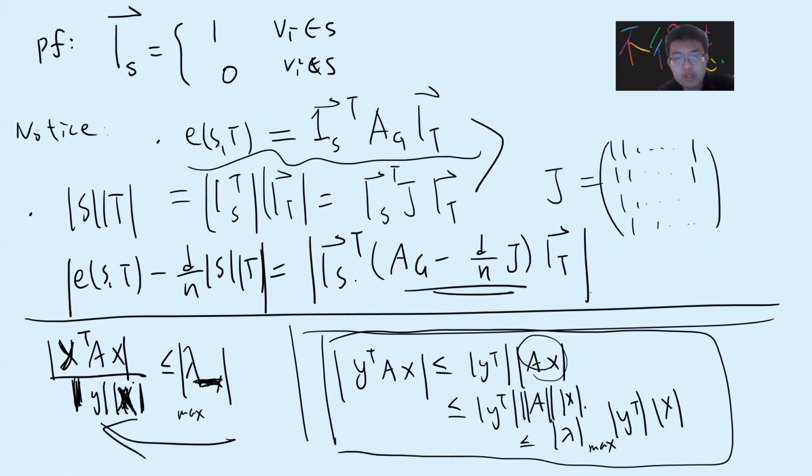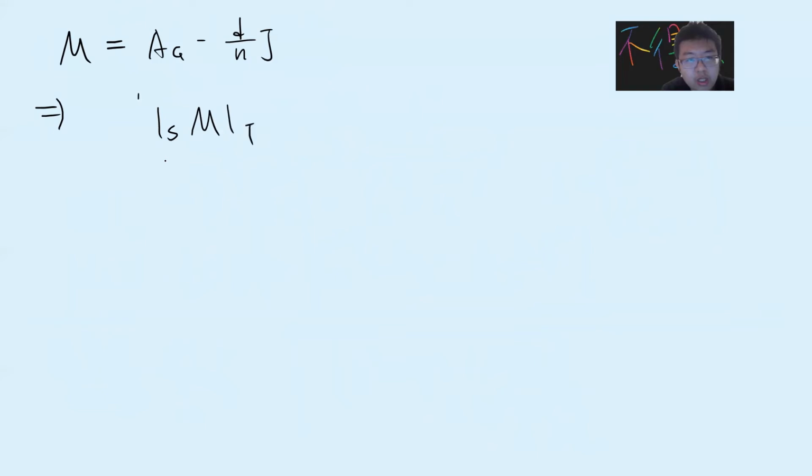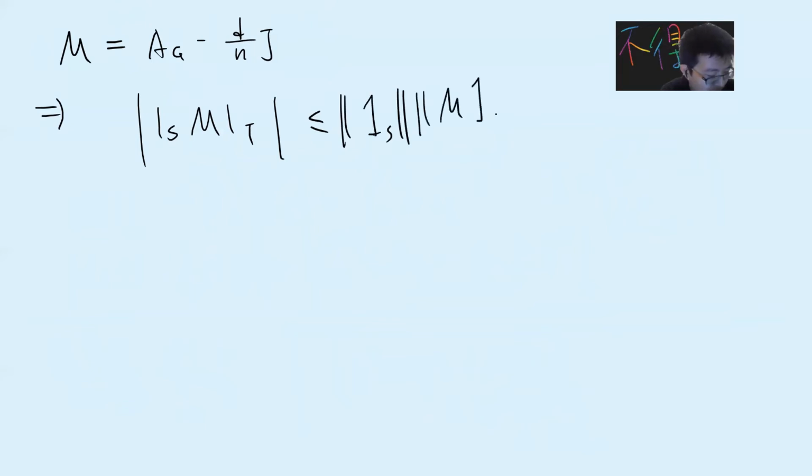Okay, so once we have this 1_S^T A_G minus (d/n) J 1_T, then we got the answer, right? Because this guy, you can call M to be A_G minus d divided by n J. And your goal is to write this one as 1_S^T M 1_T, right? It's bounded by the norm of 1_S and the norm of M 1_T.